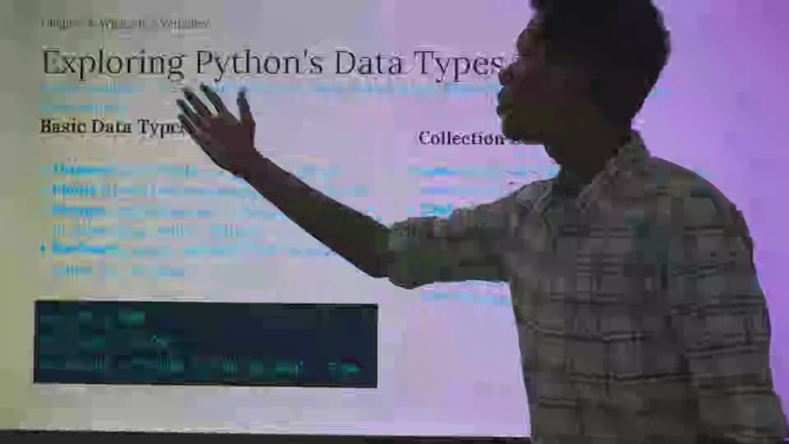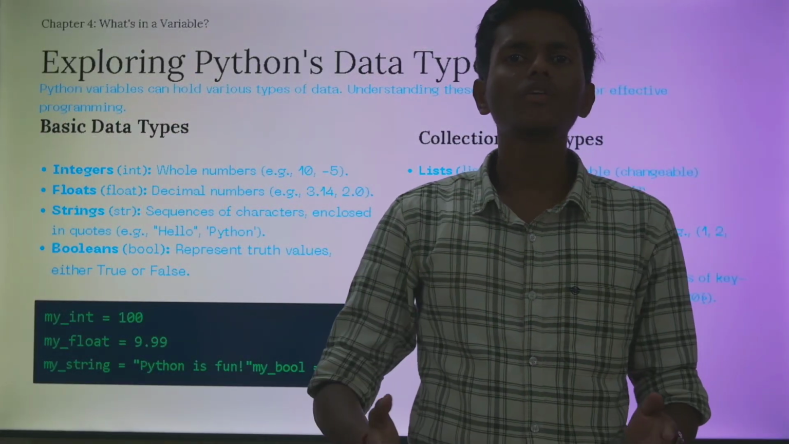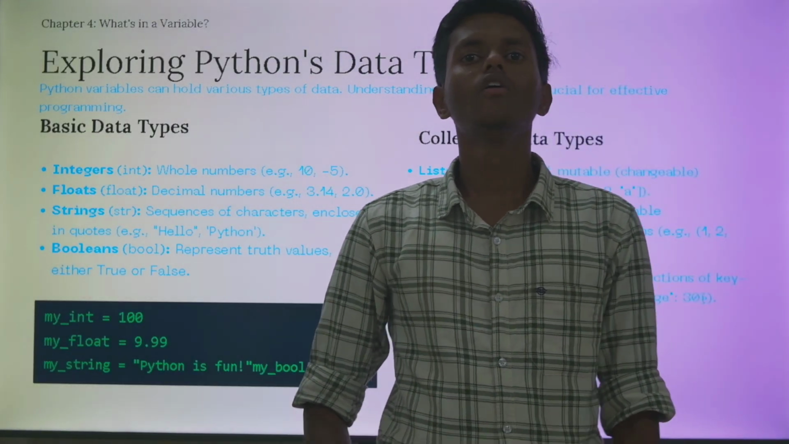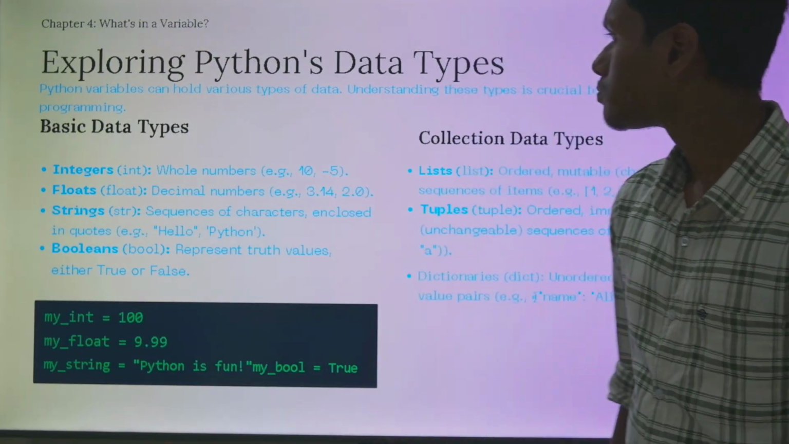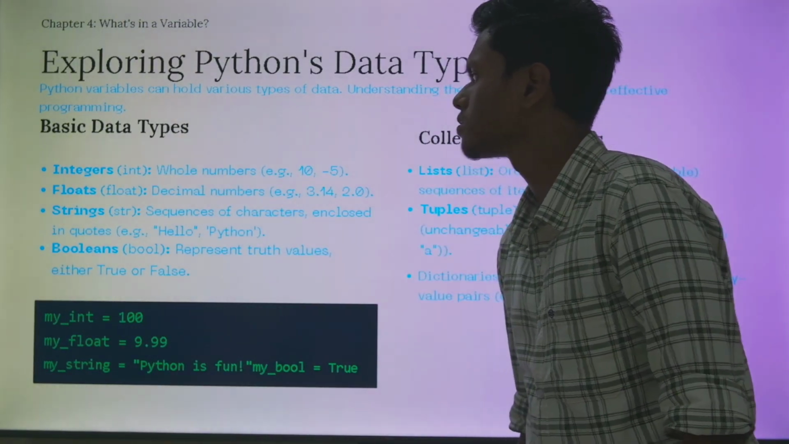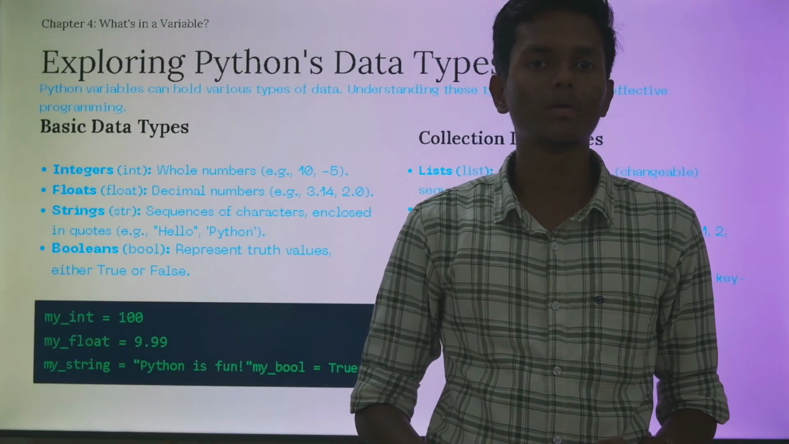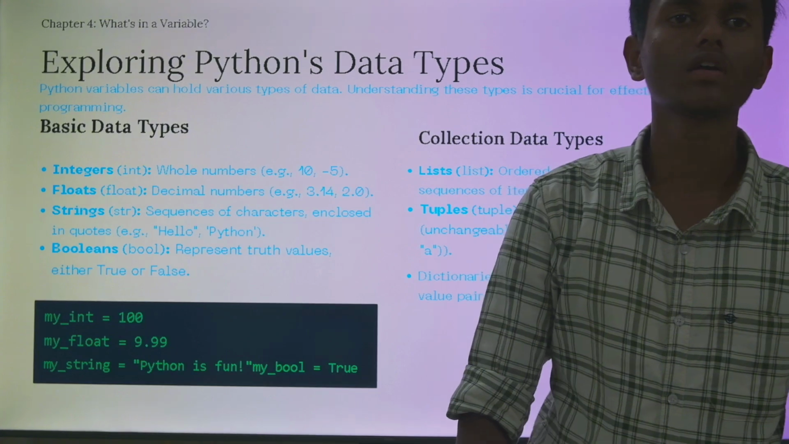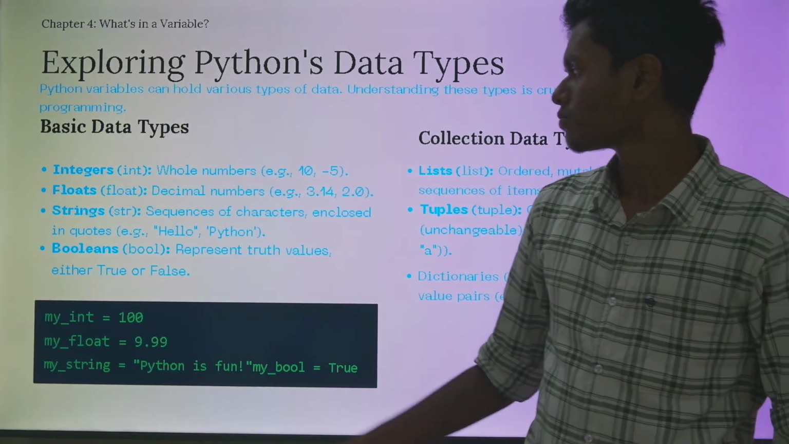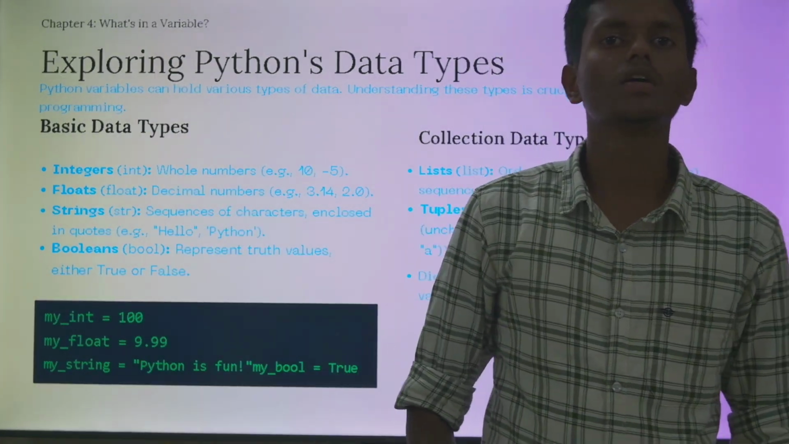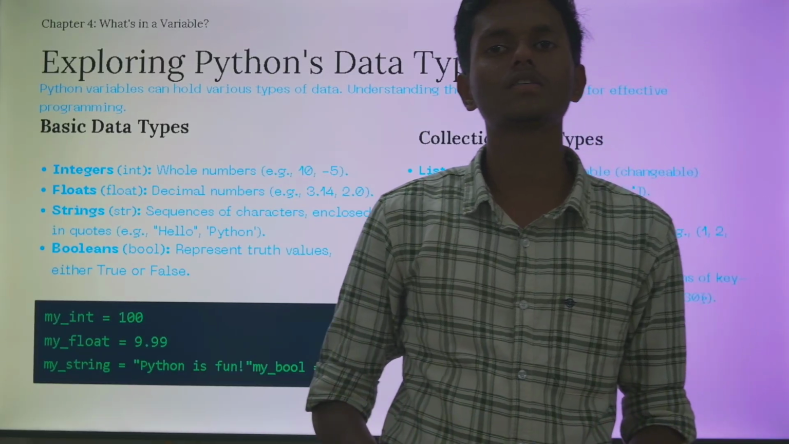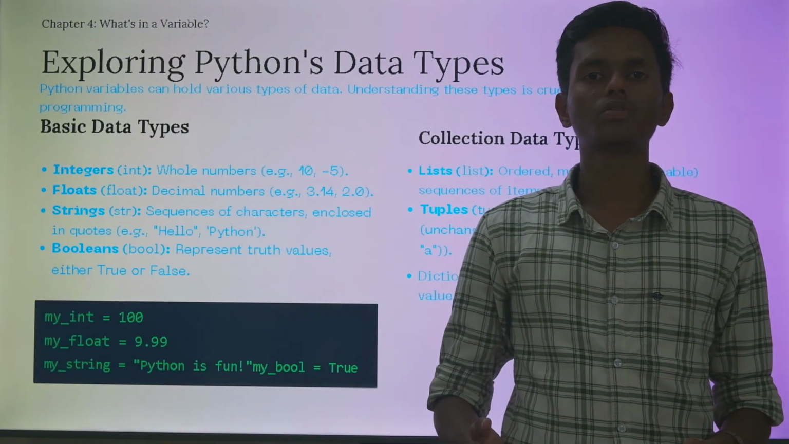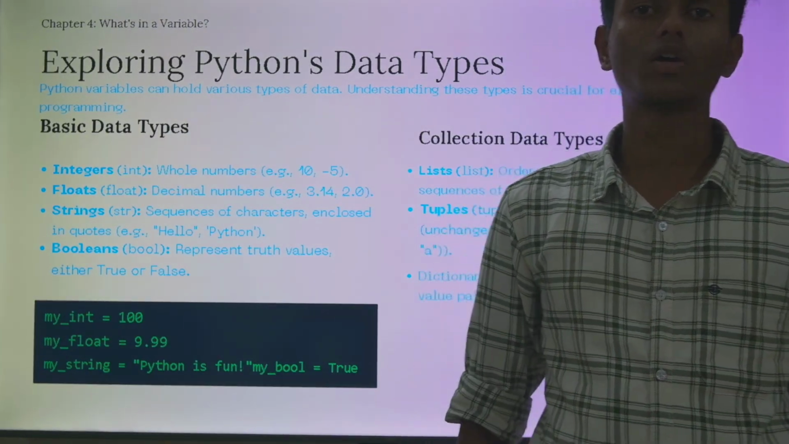Next we will see about exploring Python's data types. Python variables can hold various types of data. Understanding these types is crucial for effective programming. Basic data types: they are integers, whole numbers like 10 or minus 5, any example you can take. Floating numbers are decimal numbers. Strings are sequences of characters enclosed in quotes. Then boolean, it represents truth values, either true or false.